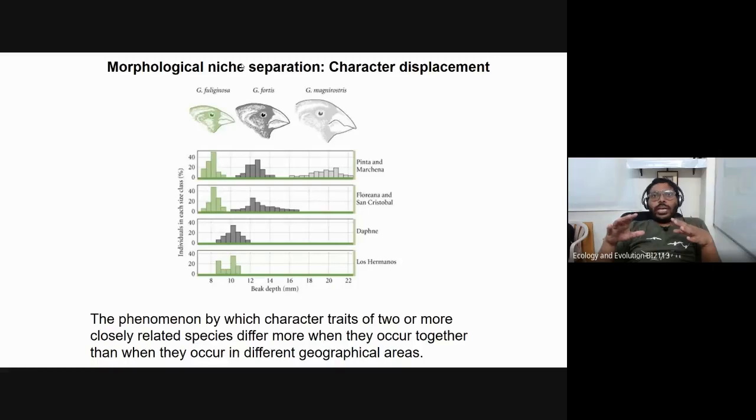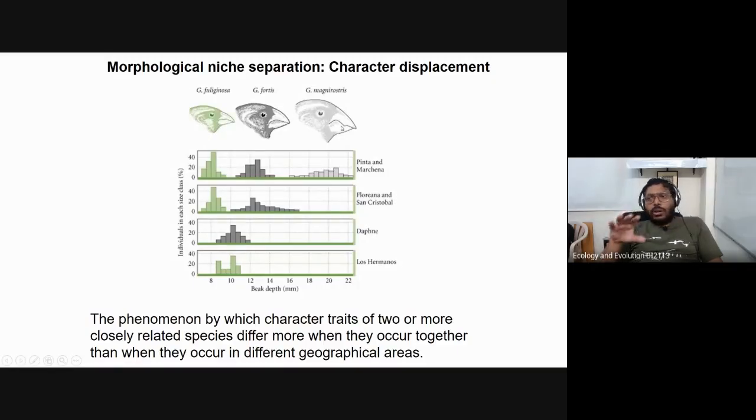If you know about the Galapagos Islands, you have a chain of islands of different sizes, small, large, etc., but which have a reasonably similar kind of vegetation and climatic conditions. So in some sense, the populations on these almost act like replicate populations. You have three different species of Darwin's finches over there: Geospiza fuliginosa, fortis, and magnirostris.